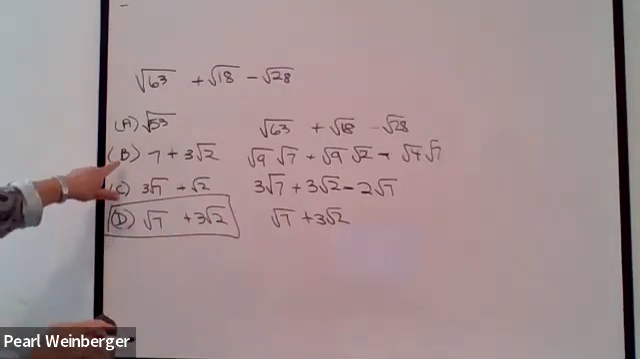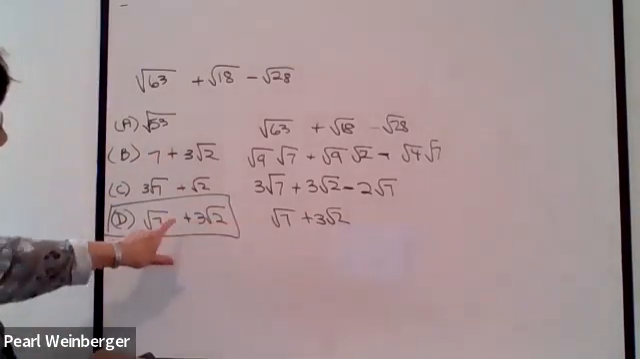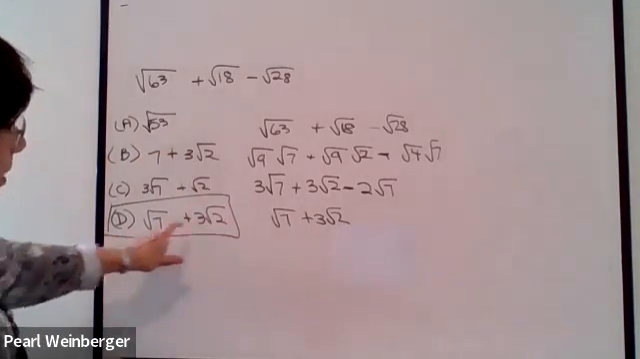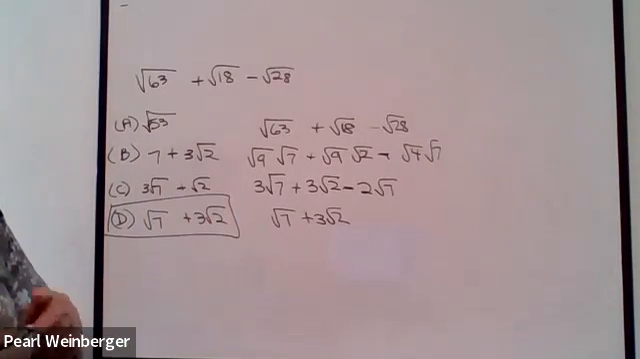D. Look at how easy it could have been to pick B. It's not 7. The 7 is inside the radical. It's square root of 7 plus 3 radical 2. And these can't be combined because they're not like radicals.